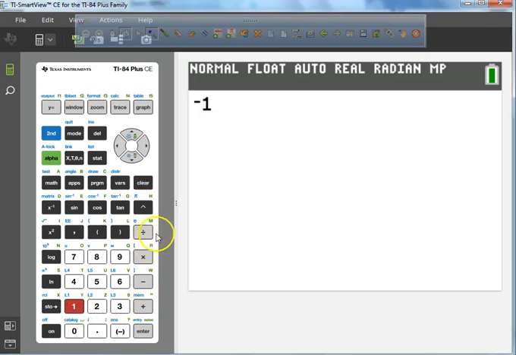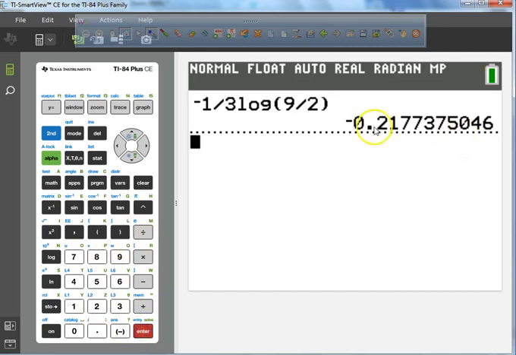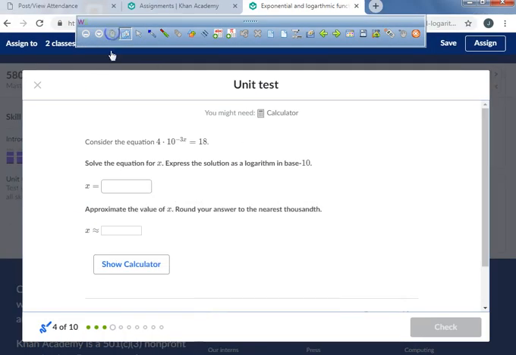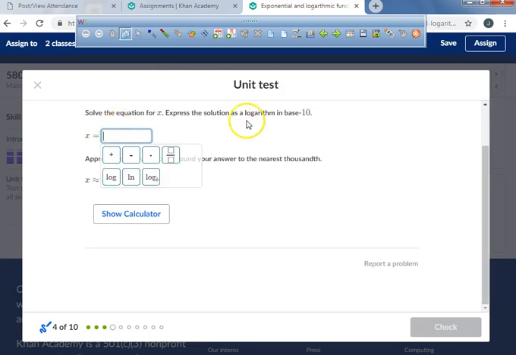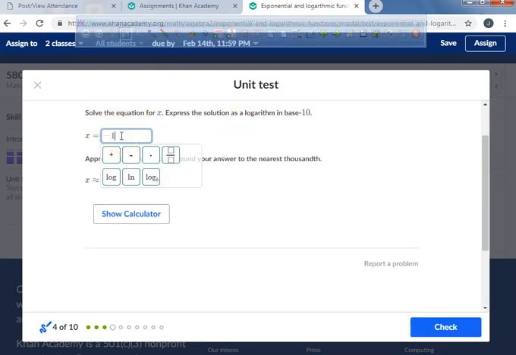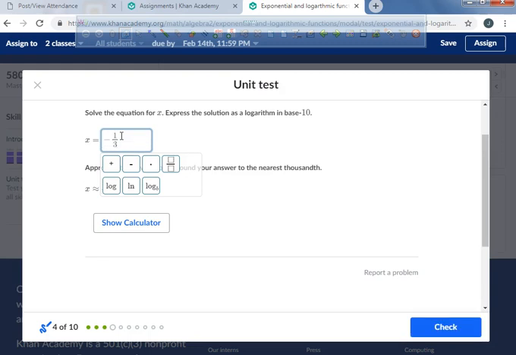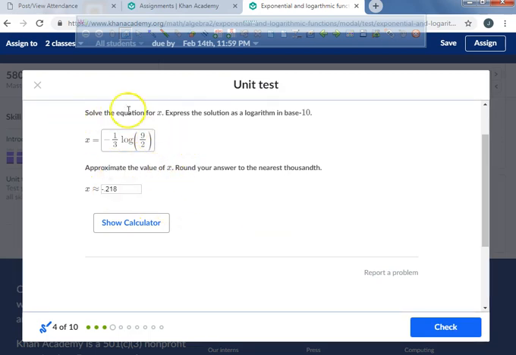Alright, so negative 1 divided by 3 log of 9 divided by 2. It's going to give me the approximate answer, negative 0.218. So what I'm going to type in right here is negative 0.218, because it said rounded to the nearest thousandth, and the actual answer as a logarithm base 10 is negative 1 divided by 3. I'm going to hit the log, and open up parentheses and do 9 divided by 2. Alright, so this is the exact answer right here. This is the approximate answer.